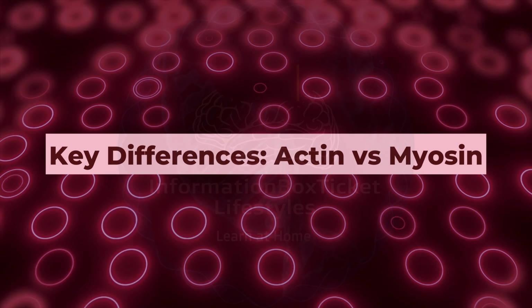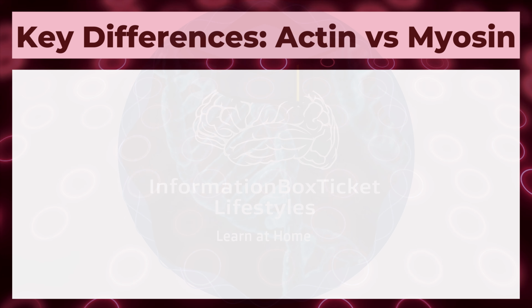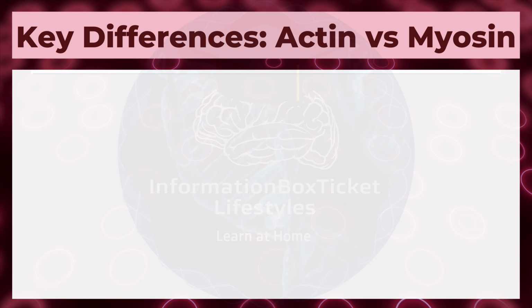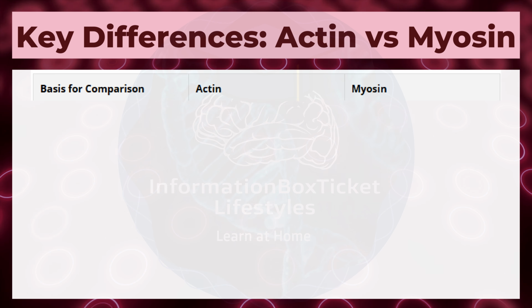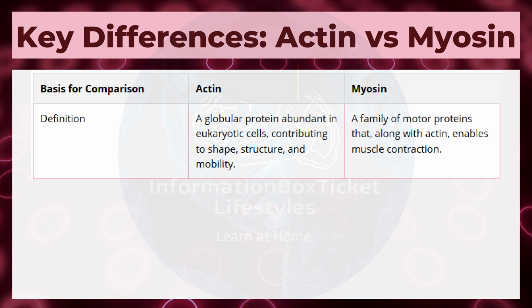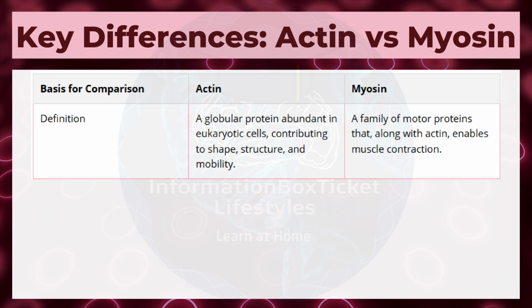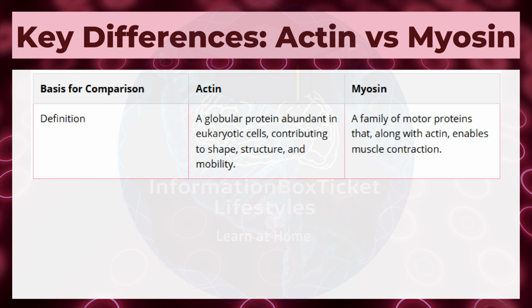Key differences: actin versus myosin. Actin and myosin are two essential proteins responsible for muscle contraction and movement. Let's explore their key differences. Definition. Actin is a globular protein found in eukaryotic cells that contributes to cell shape, structure, and movement. Myosin is a family of motor proteins that interact with actin to enable muscle contraction.